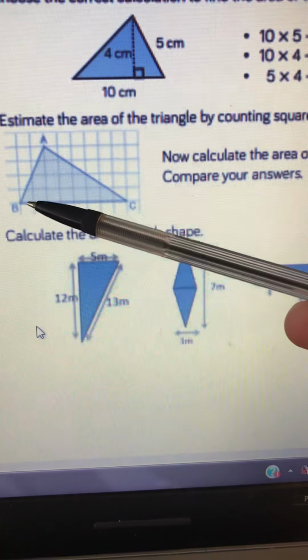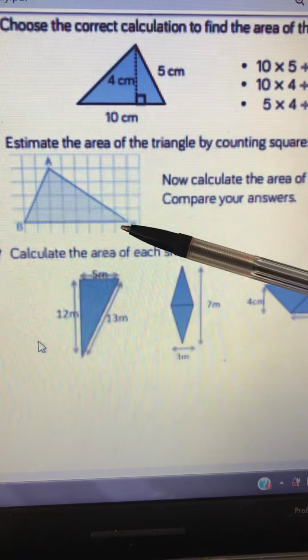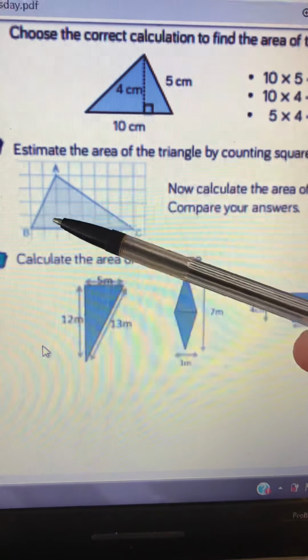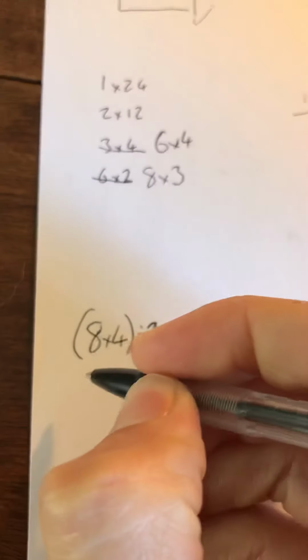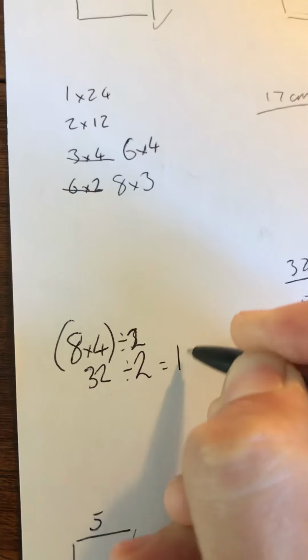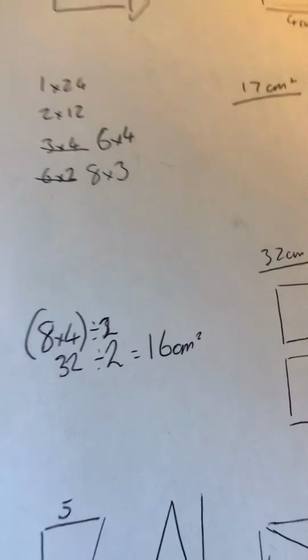So it's base 1, 2, 3, 4, 5, 6, 7, 8. So its base is 8. Its height is 1, 2, 3, 4. So I need to do 8 times 4, which is 32, and then divide it by 2 to get 16 centimetres squared, or 16 squares. We aren't told the centimetres.